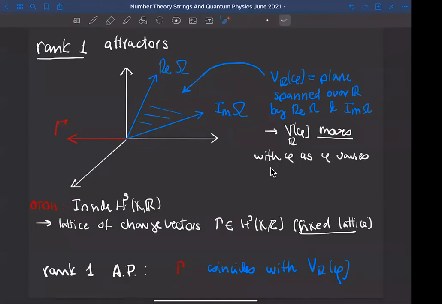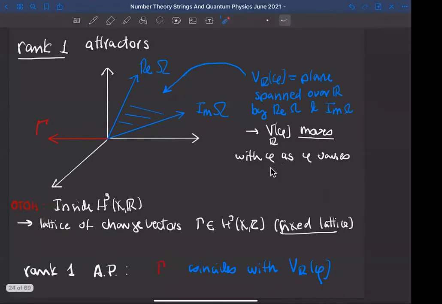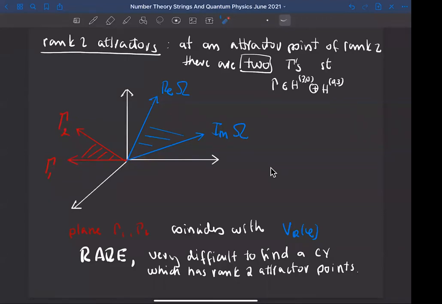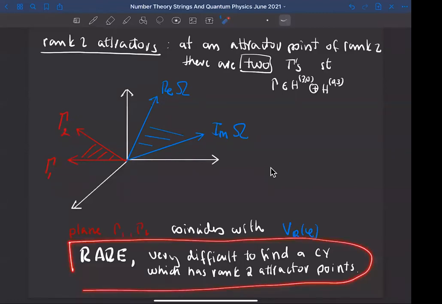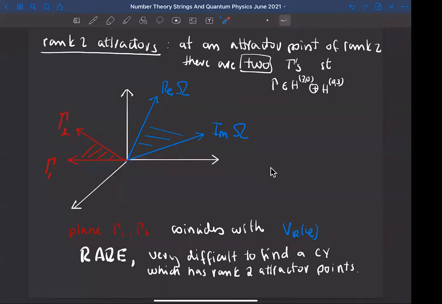But now, in this talk I am interested in rank two attractors. At a point where there is a rank two attractor, there are two gammas, and you need to find two gammas that satisfy this equation. So in other words, you have a plane with gamma one and gamma two, and you have a rank two attractor when this plane coincides with this one. This is very rare and very difficult. It's very difficult to have Calabi-Yau manifolds or varieties that have these rank two attractor points.